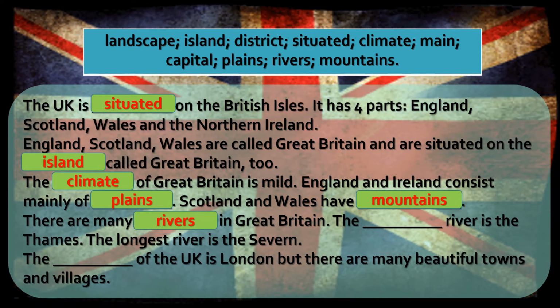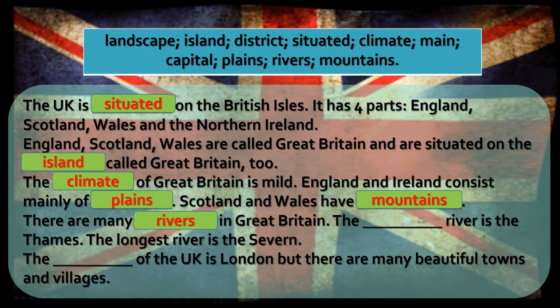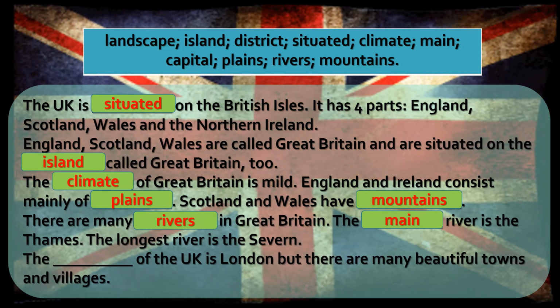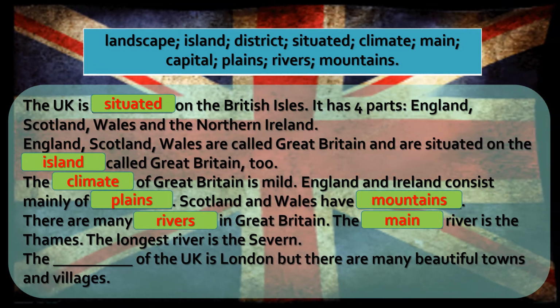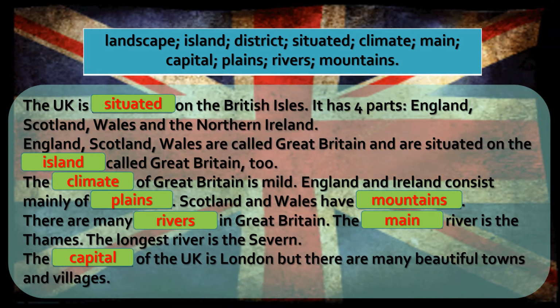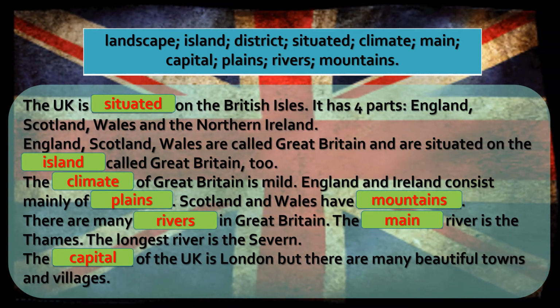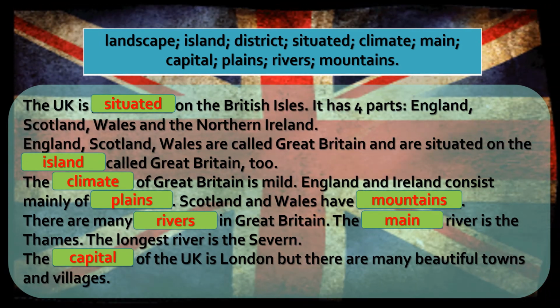There are many rivers in Great Britain. The main river is the Thames. The longest river is the Severn. The capital of the United Kingdom is London, but there are many beautiful towns and villages.